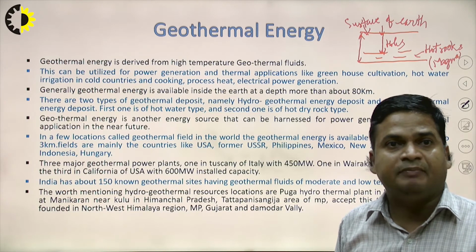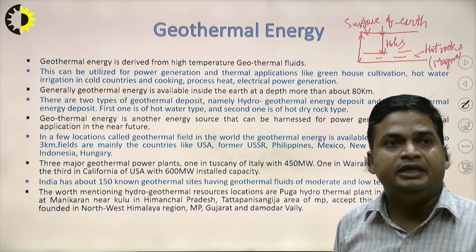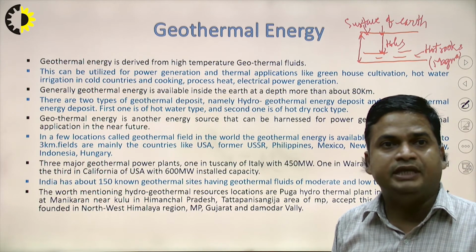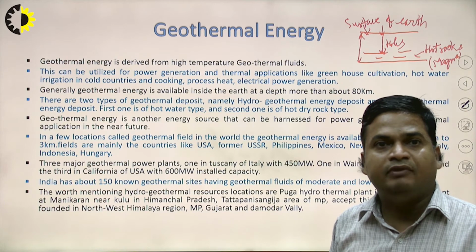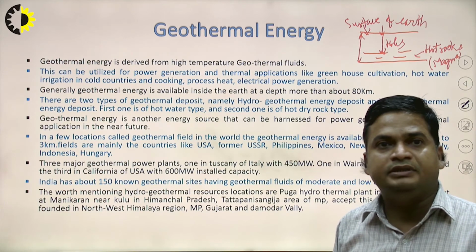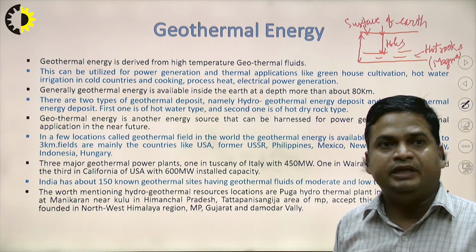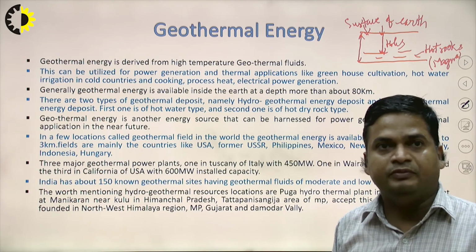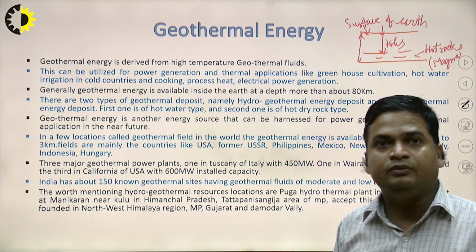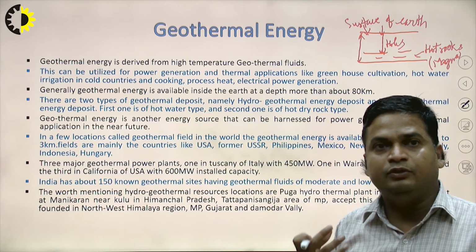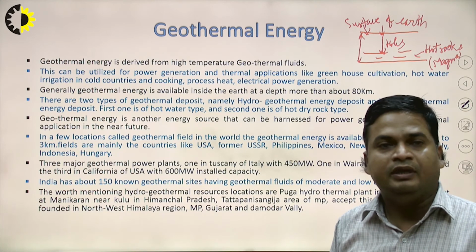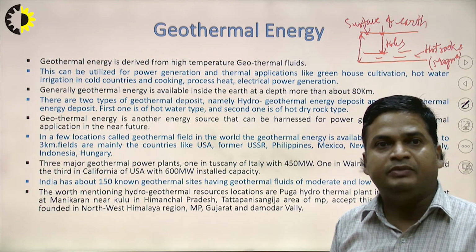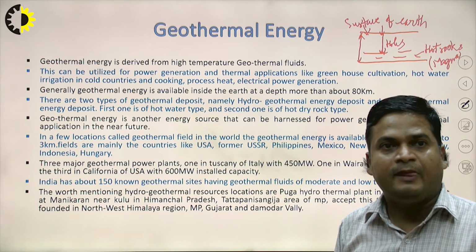Process heat electrical power generation. Generally, geothermal energy is available inside the earth at a depth of more than about 80 km. It is only available there in a useful form that we can utilize or convert, meaning we can convert water into steam. So it is at a depth of more than about 80 km.